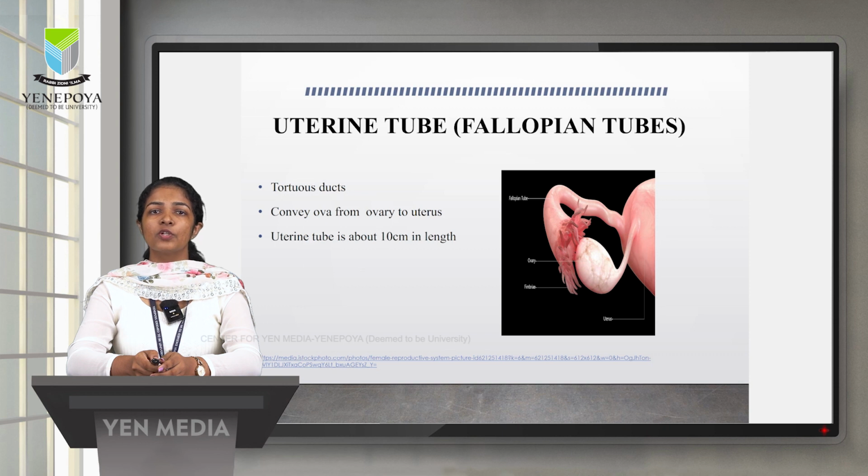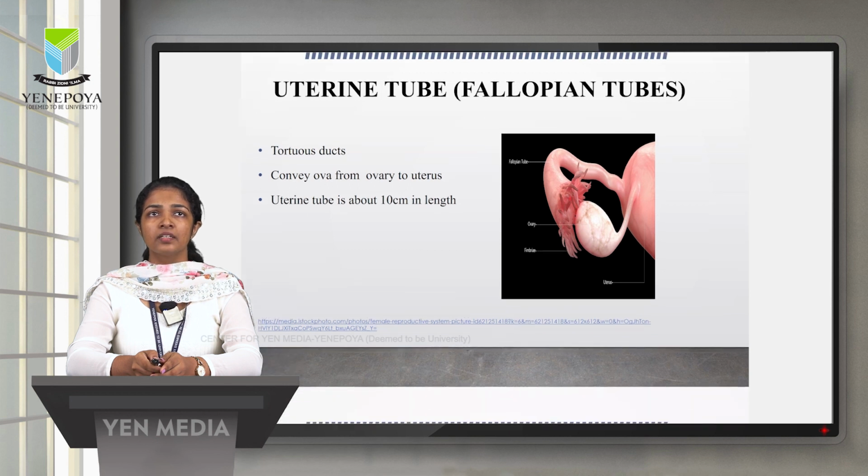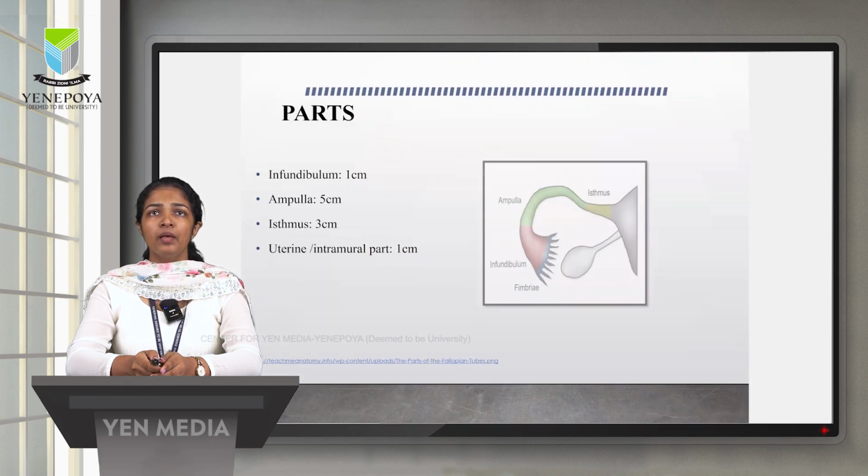The uterine tube, also known as the fallopian tube, is a tortuous duct which conveys the ova produced from the ovary to the uterus. This uterine tube is about 10 cm in length, and it has mainly 4 parts: infundibulum, which is 1 cm, ampulla, which is 5 cm, isthmus, which is 3 cm, and the uterine or intramural part, which is 1 cm.